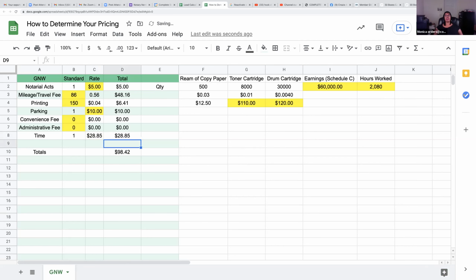Oh, Lord. You mean to tell me that I've got to charge $98.42 for a general notary work signing? Remember what I said, go back and make adjustments for the market, correct? Right. So I'm using an hour here. So I'm going to be more realistic, because I can tell based on my knowledge of the market, based on my final pricing, that I'm not going to be able to charge $98.42 for a general notary work job when people are accustomed to paying $25 for it.